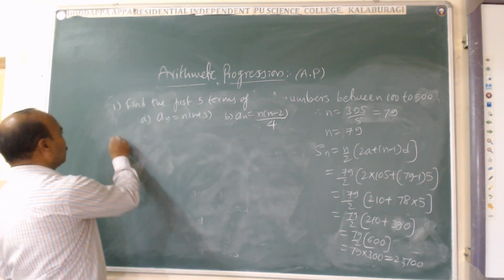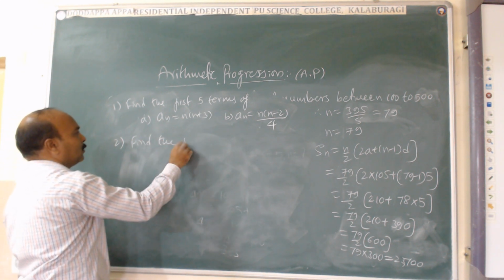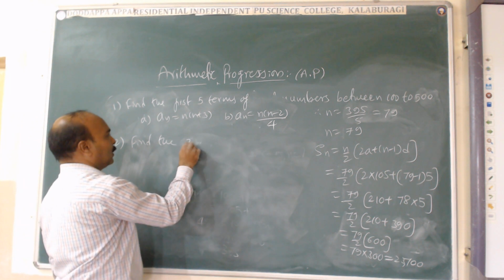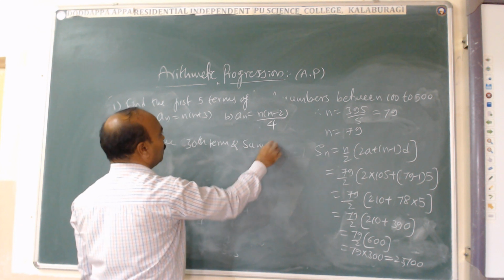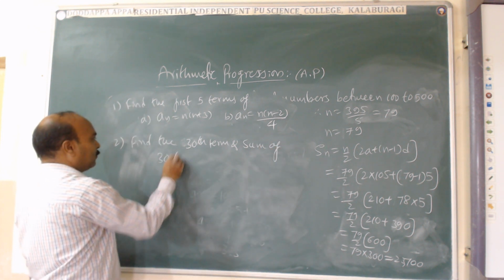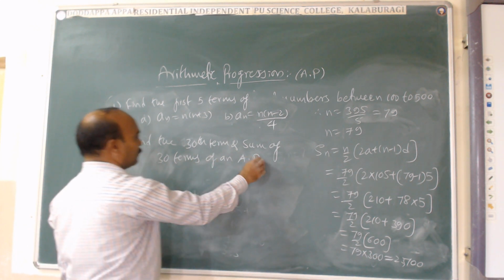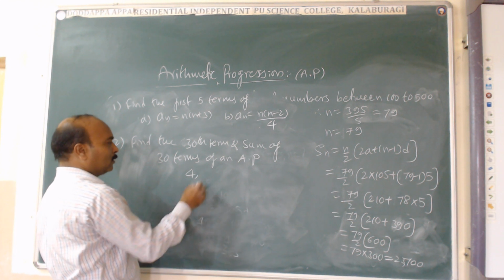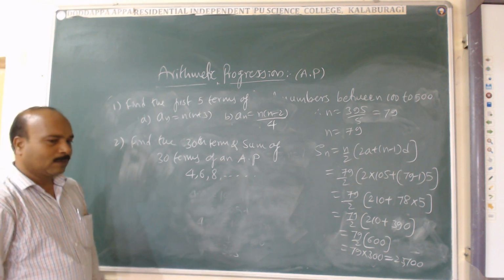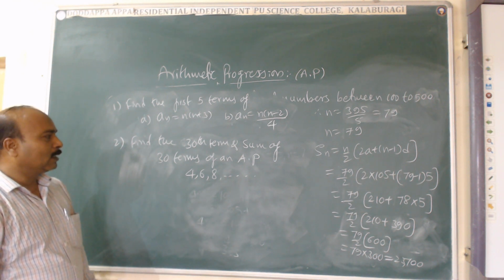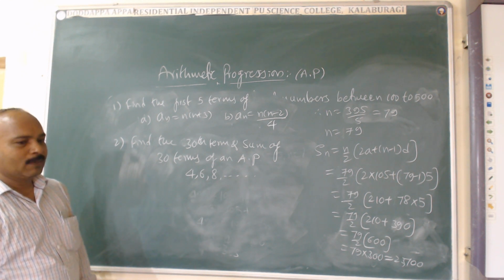Next, the second one: find the 30th term and the sum of 30 terms of an AP. It is 4, 6, 8, and so on, up to 30 terms. We calculate the sum of 30 terms and also the 30th term of this arithmetic progression.